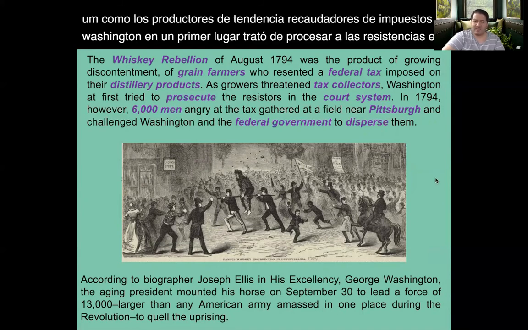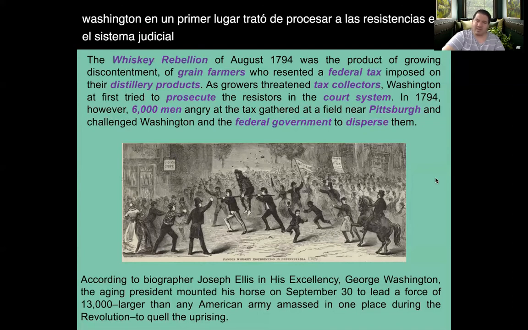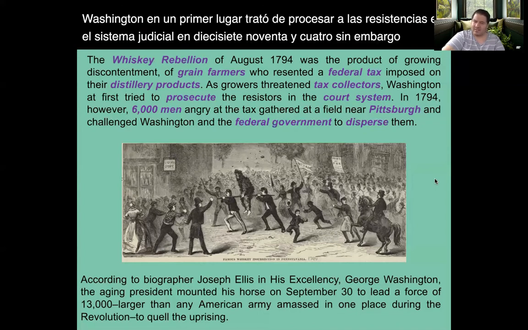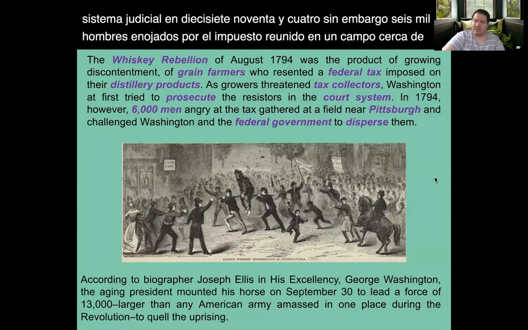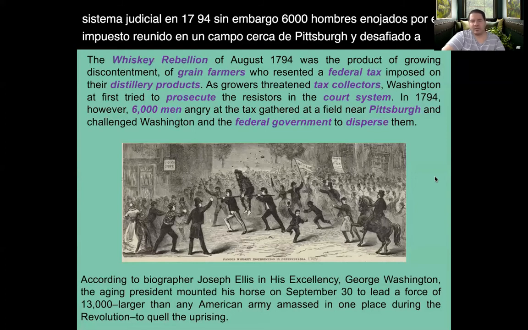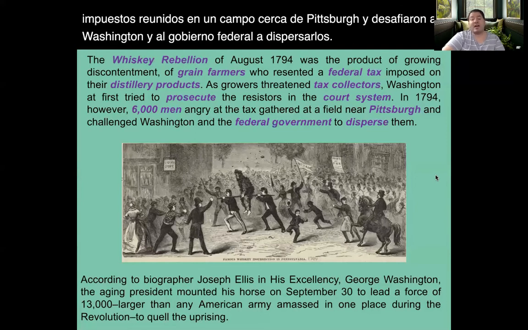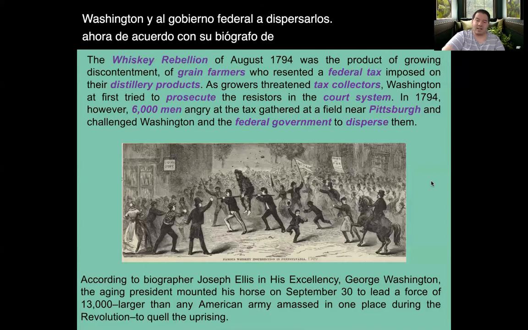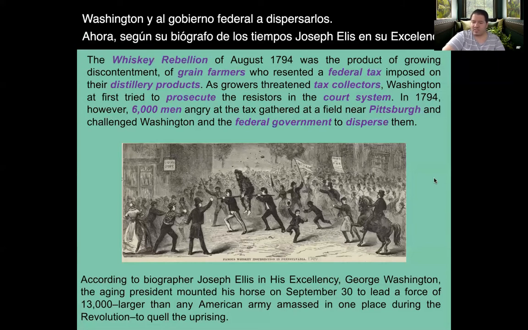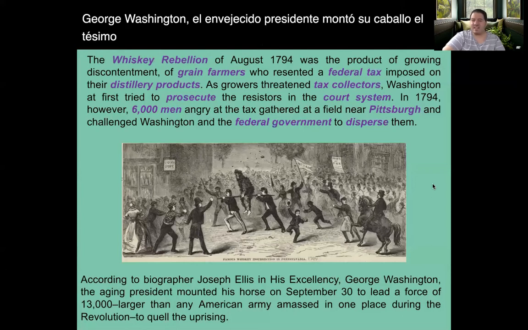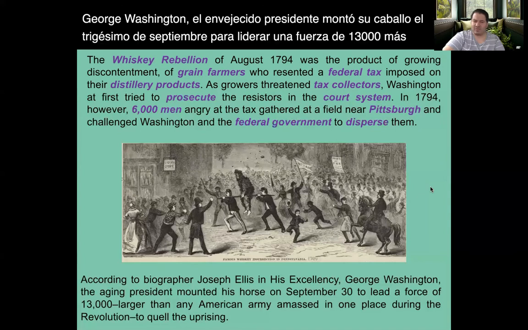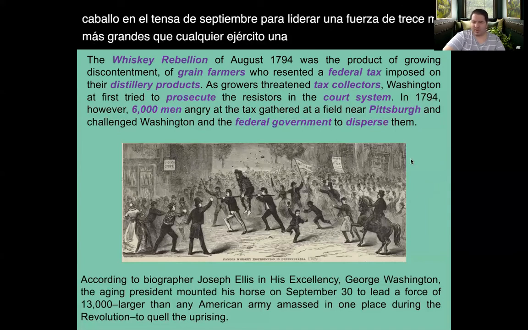In 1794, however, 6,000 men, angry at the tax, gathered in a field near Pittsburgh and challenged Washington and the federal government to disperse them. Now, according to a biographer of the times, Joseph Ellis, in His Excellency George Washington, the aging president mounted his horse on September 30th to lead a force of 13,000, larger than any army amassed in one place during the Revolution, to quell this uprising.